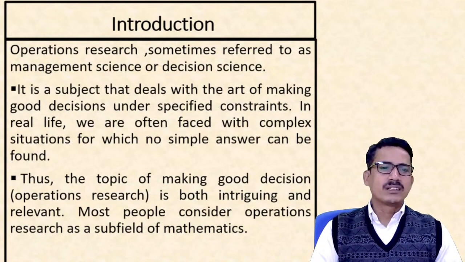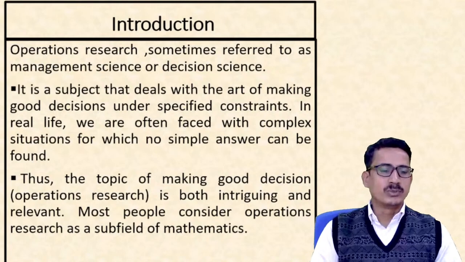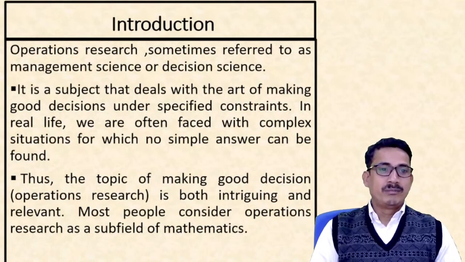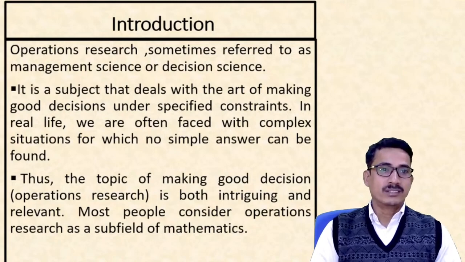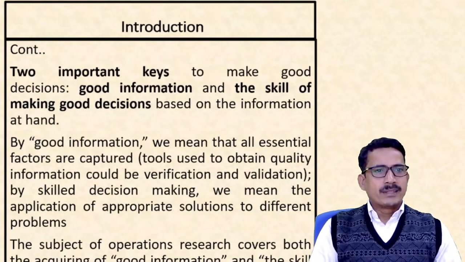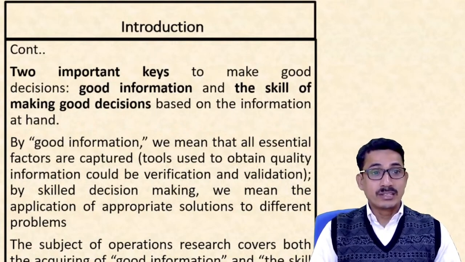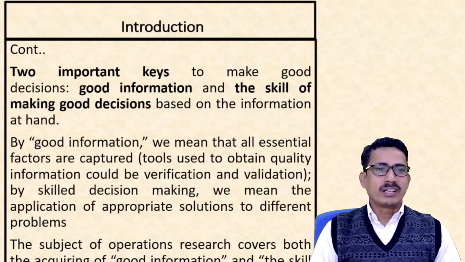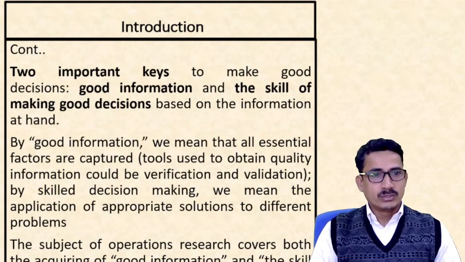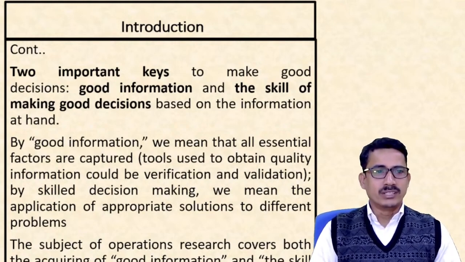Most people consider operation research a subfield of mathematics. As I said before, it is purely applied mathematics; exactly pure mathematics is not there, because people can understand what they are doing and how they are using it. There are two important keys to making good decisions. Always you need good information, and you need skill. If the decision maker doesn't have the skill, then he cannot use the information in the right way. Though information is required, without skill we cannot use it.